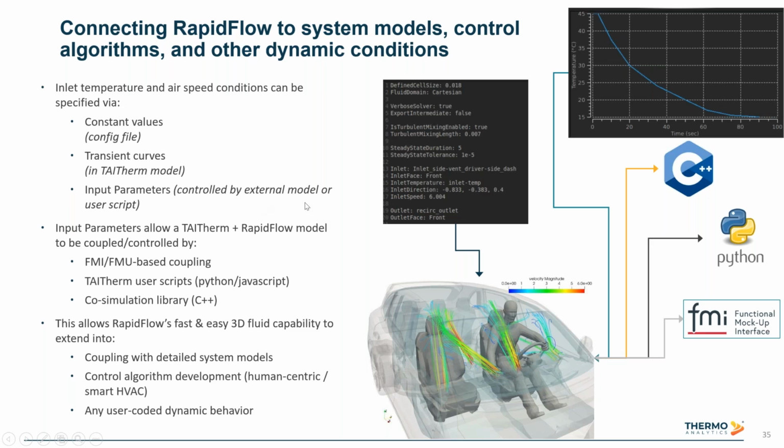This is a fairly new feature, so if you're not familiar, this is a way to specify a parameter as a sort of placeholder in the TAITherm model, and then that value can be set by an external model or a user script in a dynamic way. So once you set the boundary conditions with an input parameter, you could export the TAITherm model as an FMU representation, and you could then couple that to any of the many system models that support the FMI FMU standard.